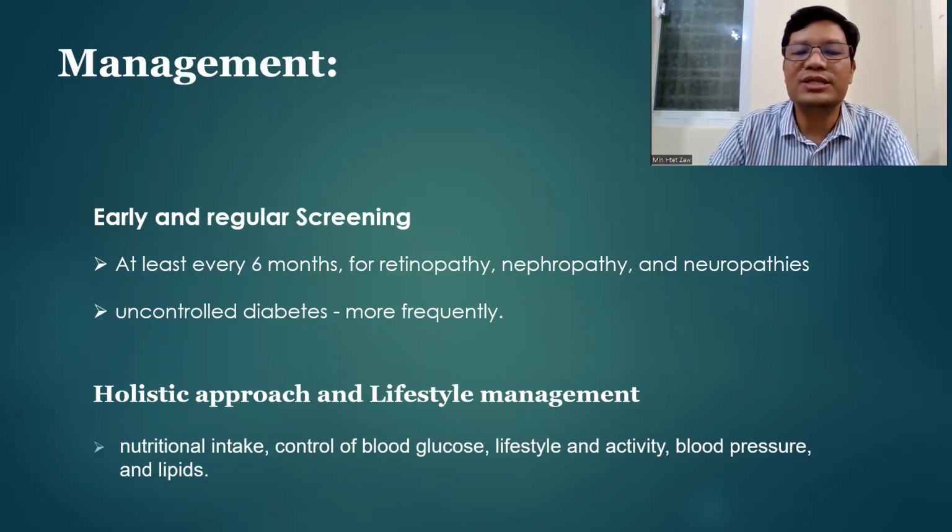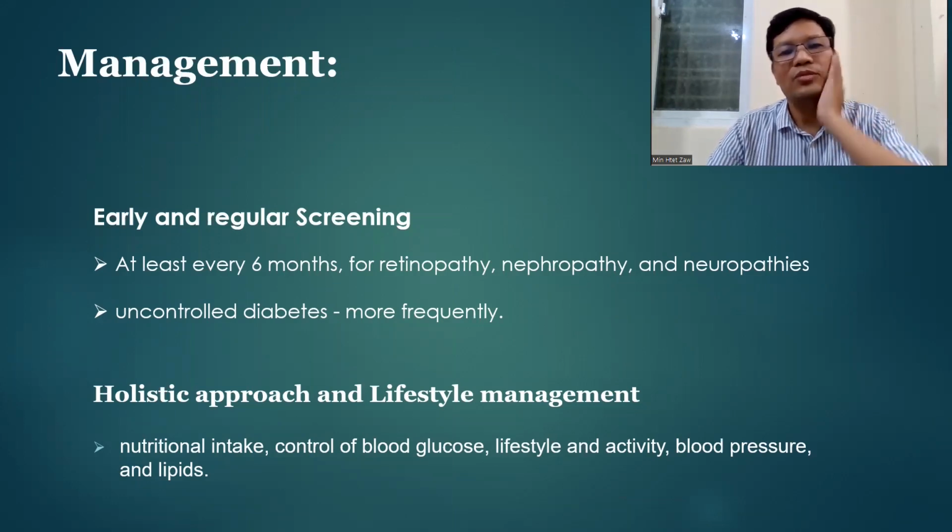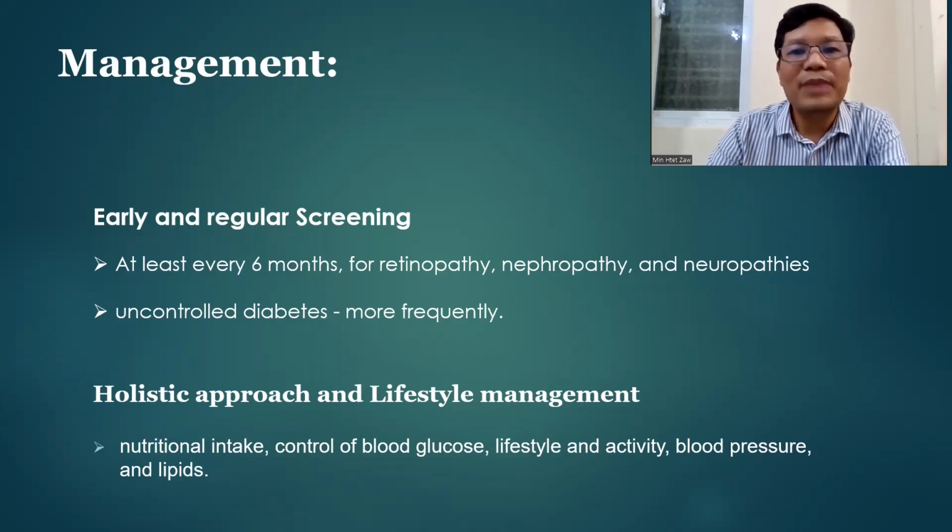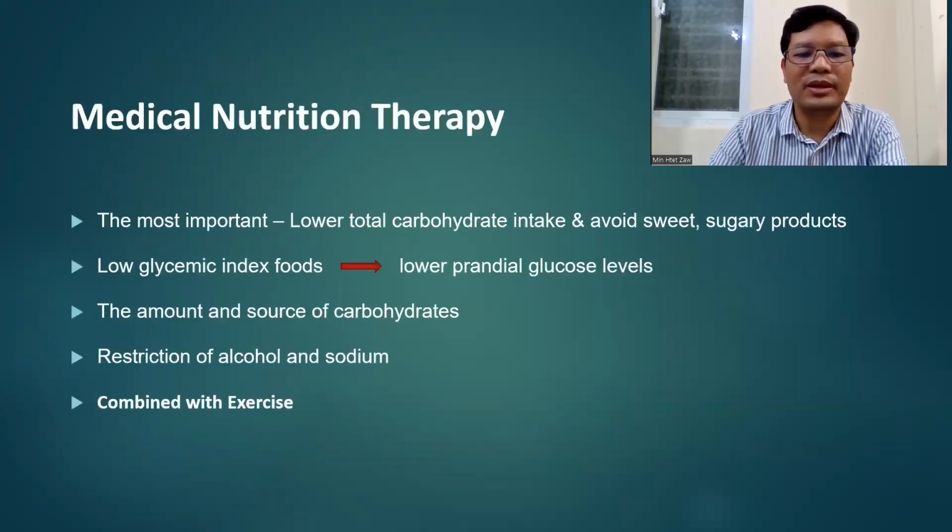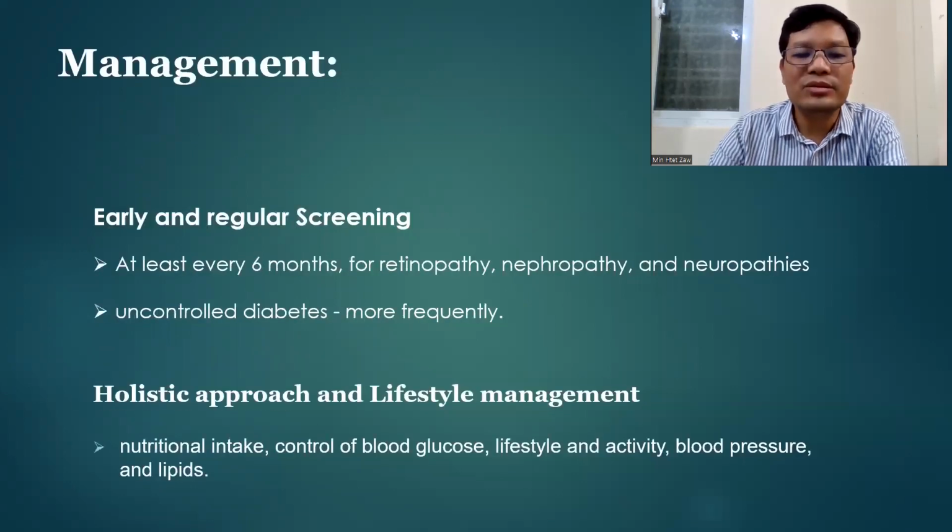Management is by early detection and early treatment, to screen for complications of diabetes. It should be done at least 6 monthly. For uncontrolled diabetes patients, that should be even more frequent. And the approach should be holistic, to manage lifestyle and also with pharmacological treatment. For lifestyle management, medical nutrition therapy is the most important one. It also includes tight control of your blood glucose, your blood pressure, and lipid levels.